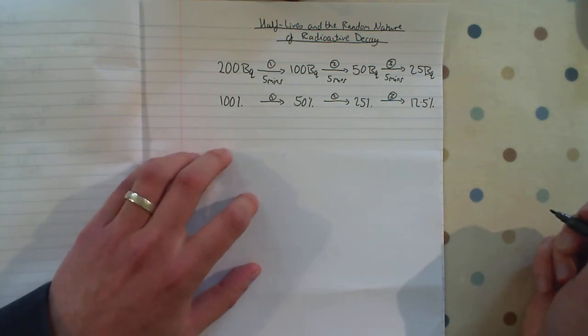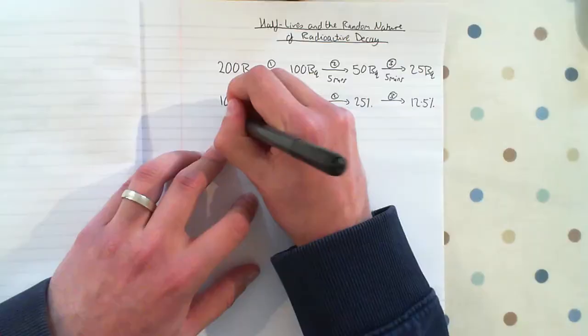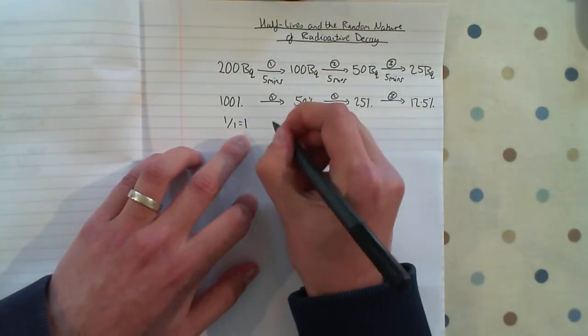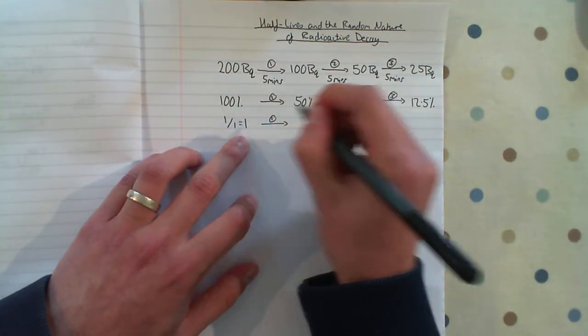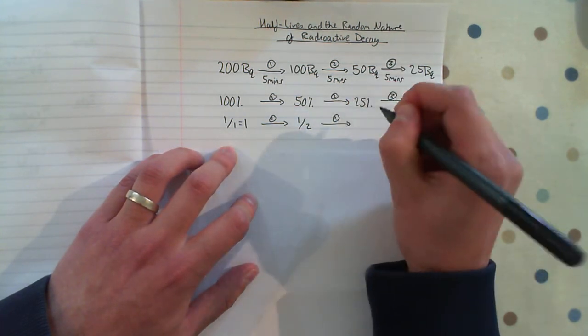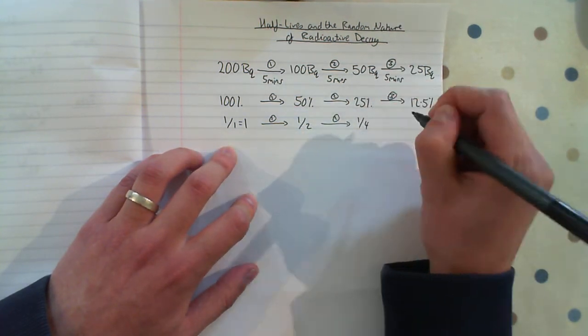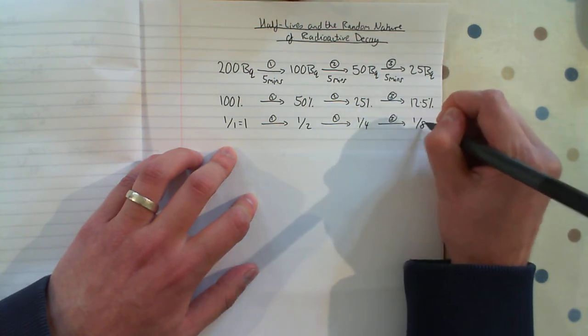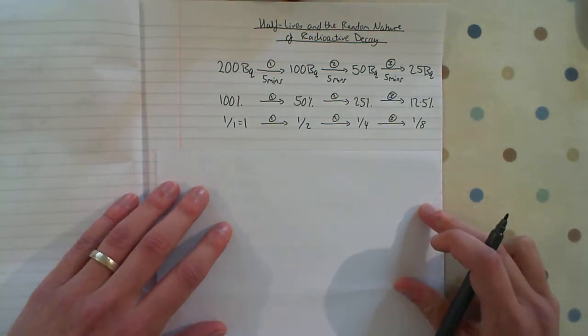Further still, you can represent it as a fraction. So 1 over 1 equals 1, so we start off with a whole. After one half-life, we've got a half. After a second half-life, we've got a quarter. After a third half-life, we've got an eighth. And again, this goes on and on.